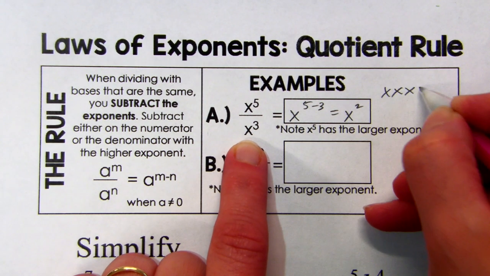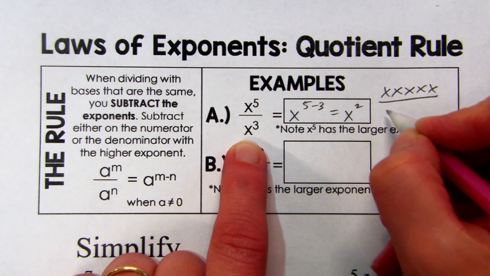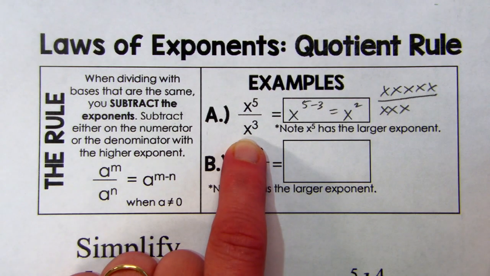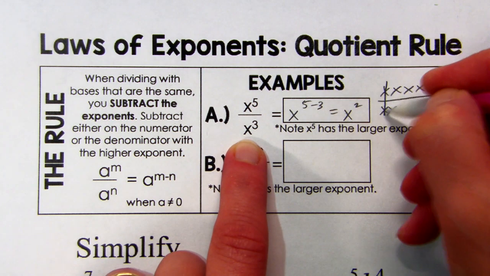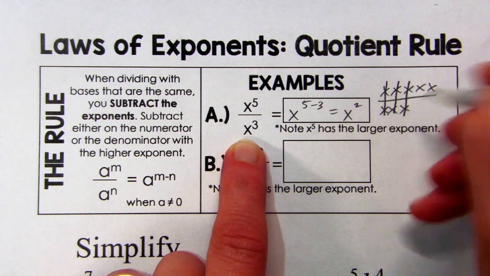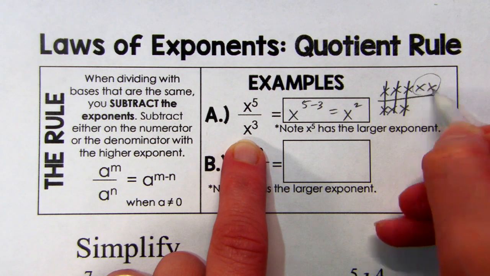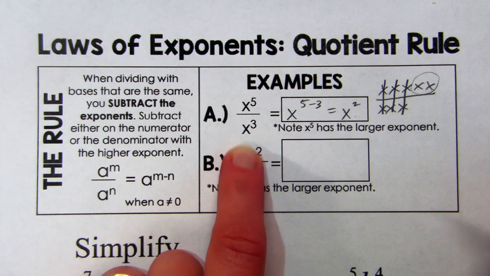The reason this works is if we expand x to the fifth and x to the third, it would look like this, and an x on the top and an x on the bottom would cancel, and you're left with just x times x, which is x squared.